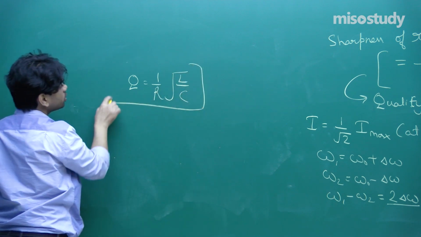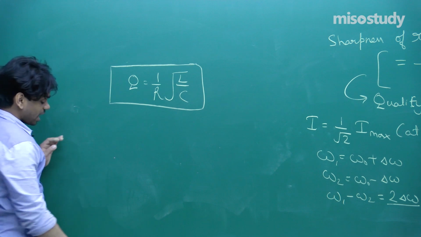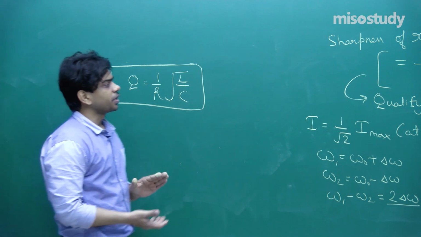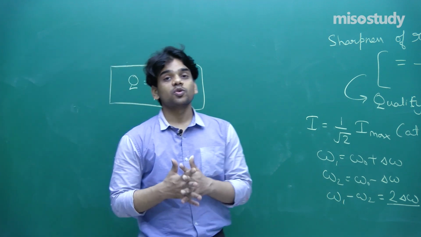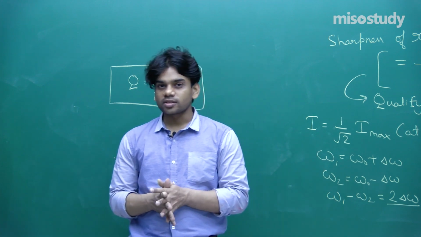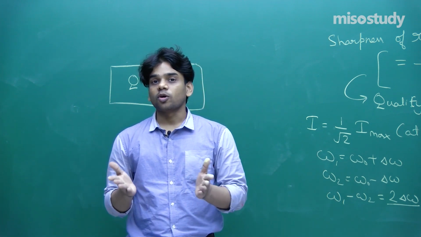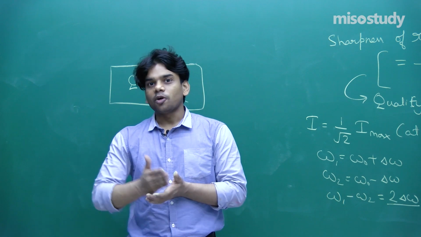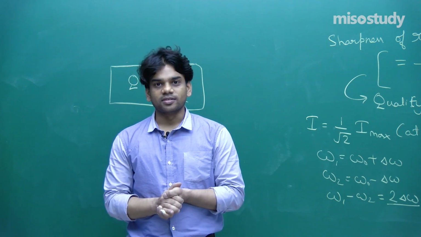Do stay tuned with us in the next class when I will be deriving this relation and how we obtain it. Hope that you have understood today's class about resonance and what happens in resonance: maximum current is observed, and the applied frequency depends on the value of inductance and capacitance.